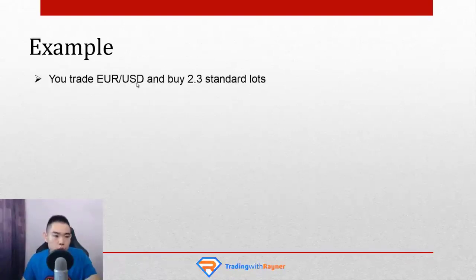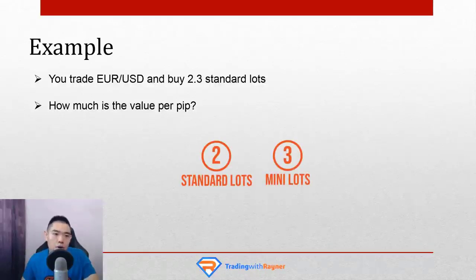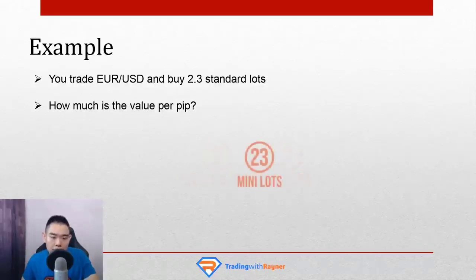You trade Euro USD and buy 2.3 standard lots. How much is the value per pip? If you just look at this, you know that 2.3 standard lots is equal to 2 standard lots and 3 mini lots. That's one way to look at it. Or you can look at it as 23 mini lots. That is the same thing. So depending how you want to look at this, let's treat it as 23 mini lots.